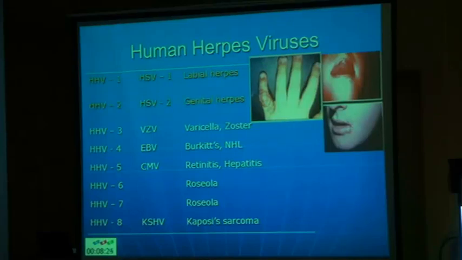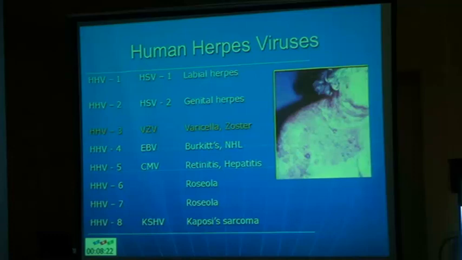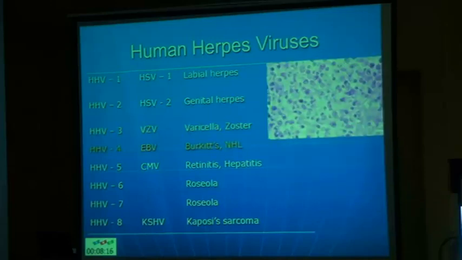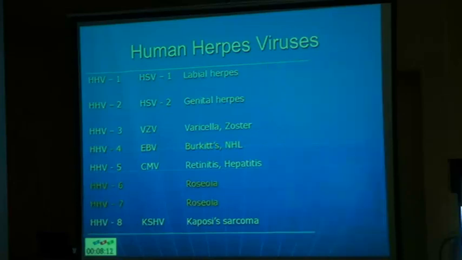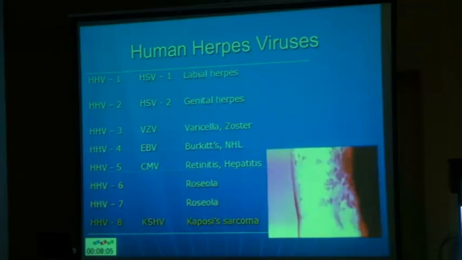And you have herpes simplex type 2, the genital herpes. You have the varicella zoster herpes producing dermatitis, but it can also produce systemic infection. Epstein-Barr virus, you already know about it. And cytomegalovirus, we already covered it. Human herpes 6 and 7 produce roseola, and type 8 produces sarcoma.